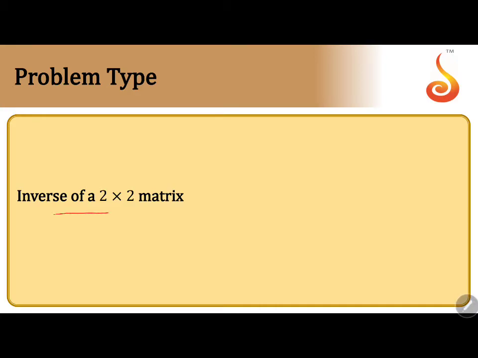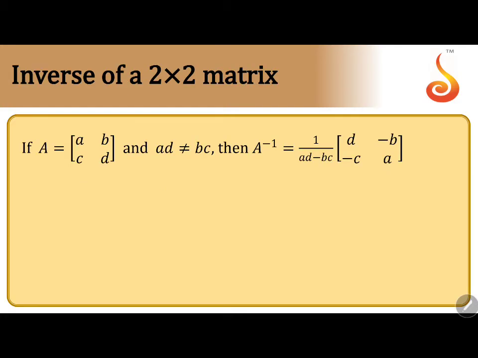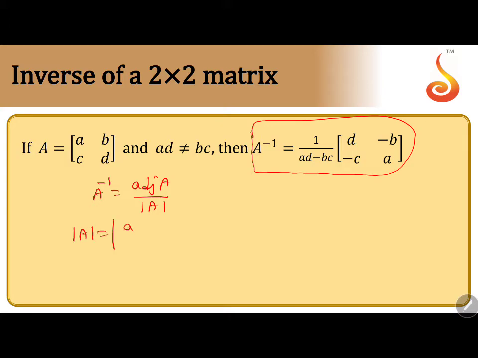Inverse of a 2 by 2 matrix. If A is equal to [a b; c d] and ad is not equal to bc here, then A inverse is equal to the following. This is a formula to find the inverse of a 2 by 2 matrix. So this also we can get by using adjoint A by det A only. So what is the det A here? Det of [a b; c d], that is ad minus bc. Since ad is not equal to bc, this is definitely not equal to 0.